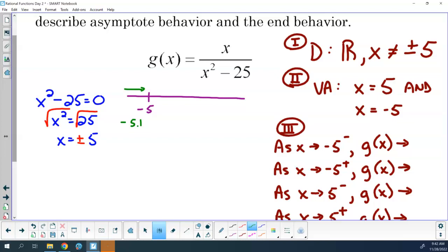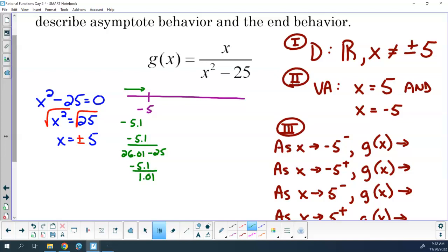So if I plug that in, I've got negative 5.1 all over negative 5.1 squared, which is 26.01 minus 25. So that's going to be negative 5.1 over 1.01.